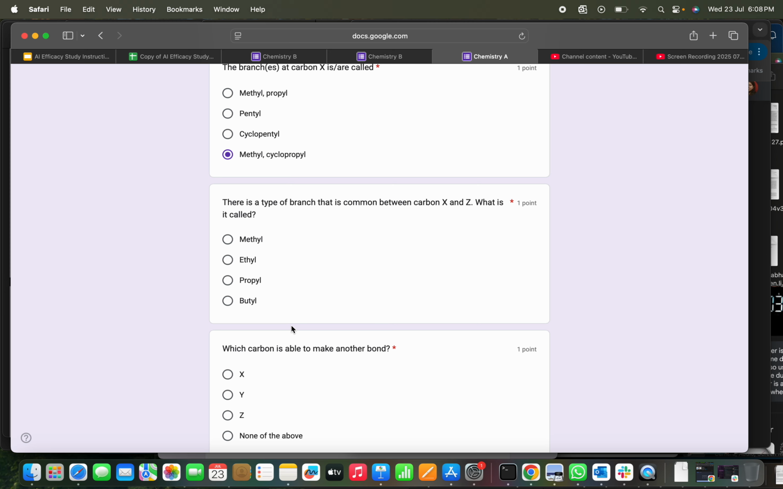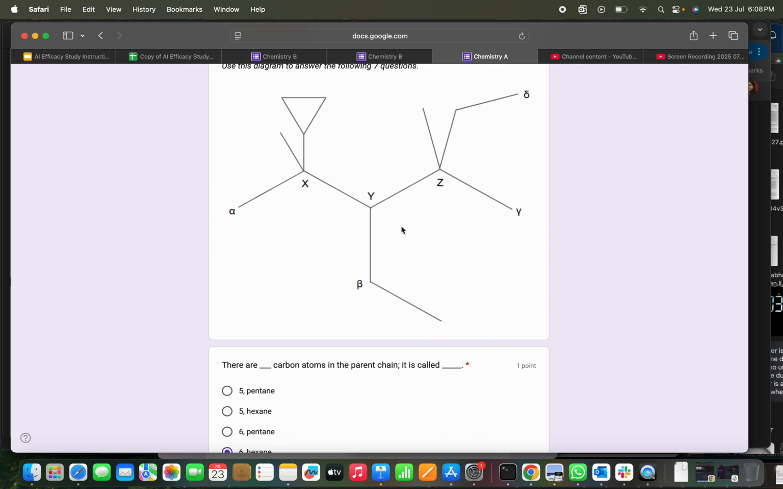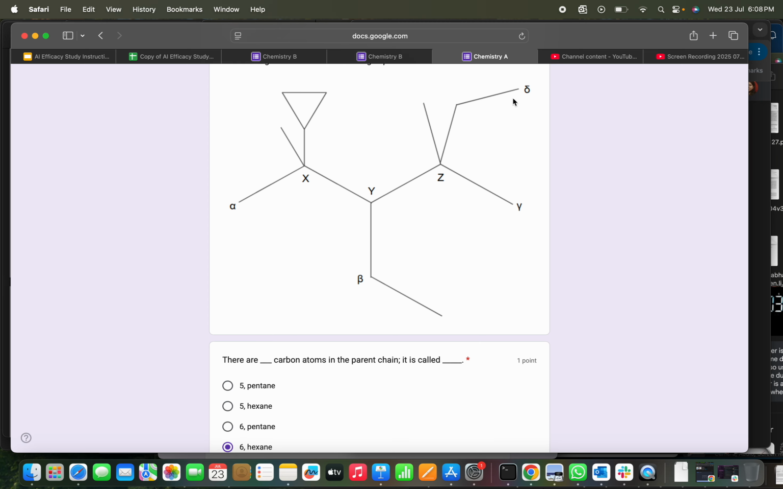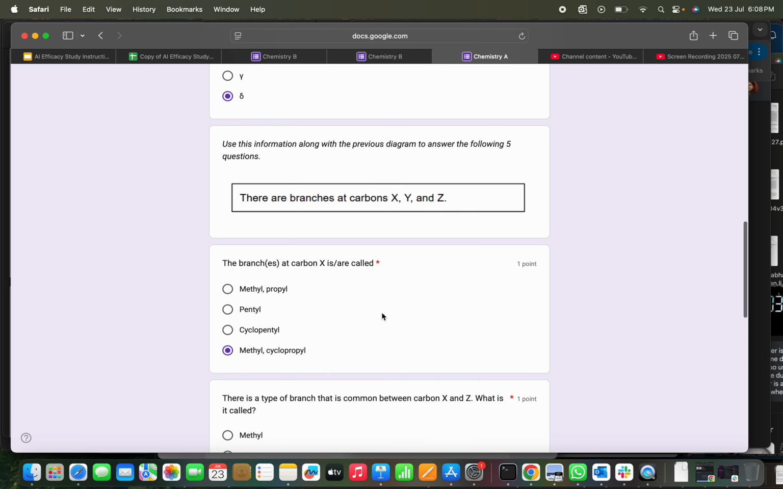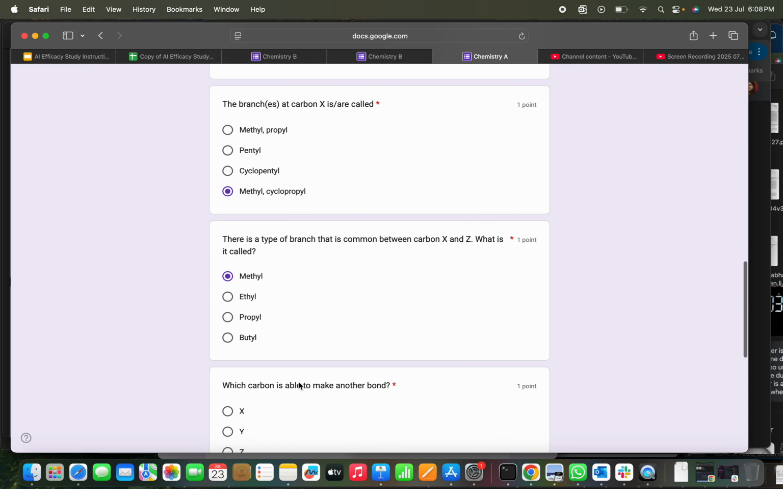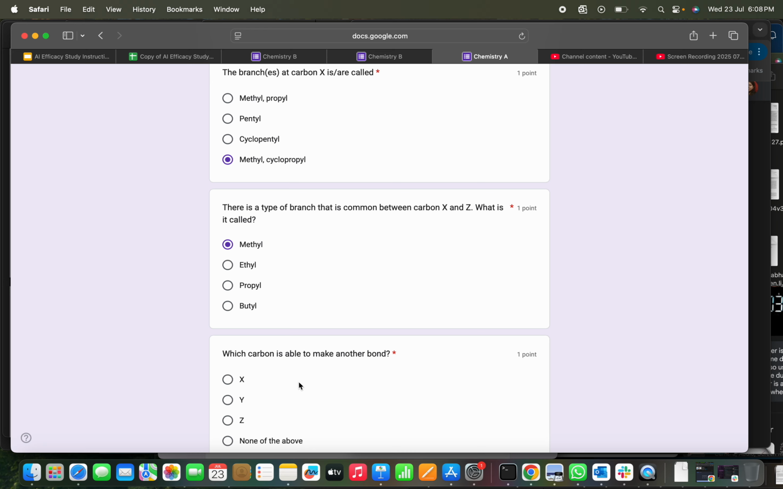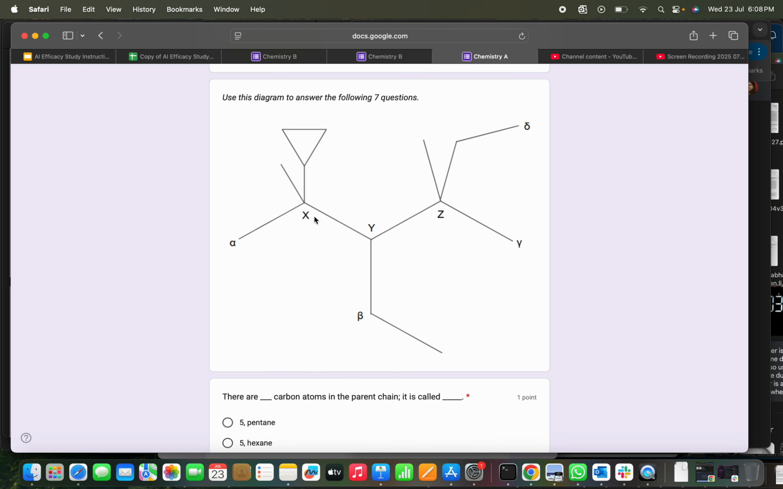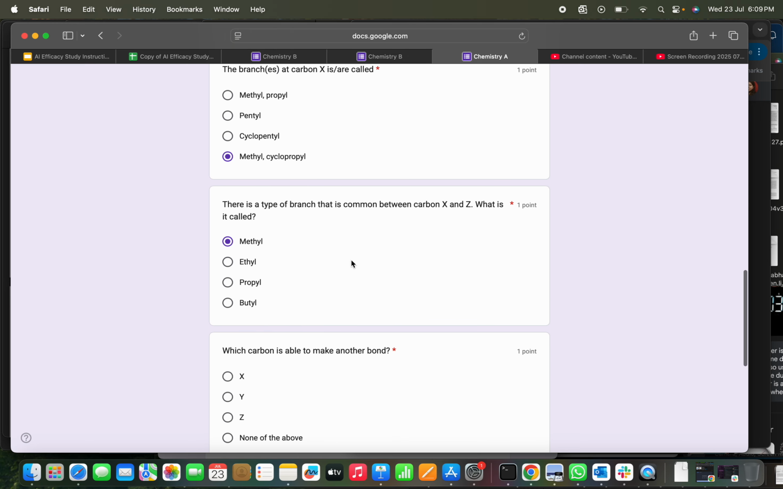There's a type of branch that is common between X and Z. So this is propyl actually. This looks like methylpropyl. This is methyl. That's common between the two of them. Which carbon is able to make another bond, X, Y, or Z? X has there 1, 2, 3, 4, no. 1, 2, 3, 4, no. Y. Yes.